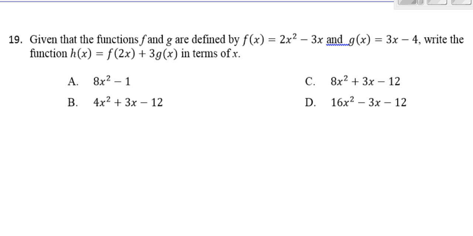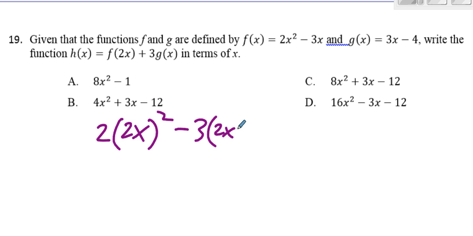So given f and g, find f of 2x and 3 times g of x. F of 2x means that wherever there's an x, you're plugging in 2x. Wherever there's an x, you plug in 2x. So we do 2, and then instead of this x, we put a 2x squared. Minus 3, instead of that x, you put 2x. And that's for f of 2x.